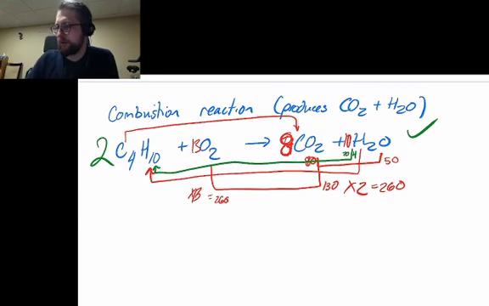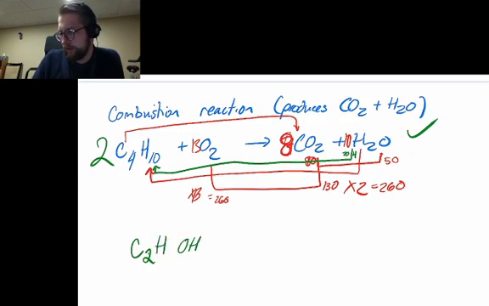So let's do another combustion reaction. Let's do, we can do a complicated one. So let's try ethanol. That's like in your, usually I think barbecue lighter is ethanol. Okay, so ethanol looks like this. Ethanol, HOH. Let me think about that.